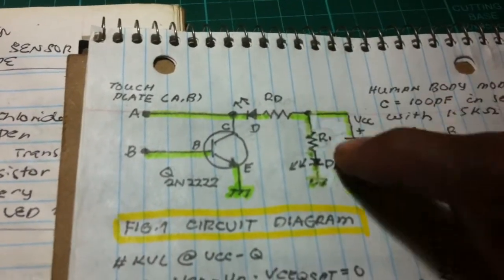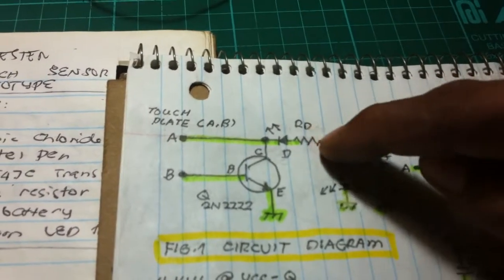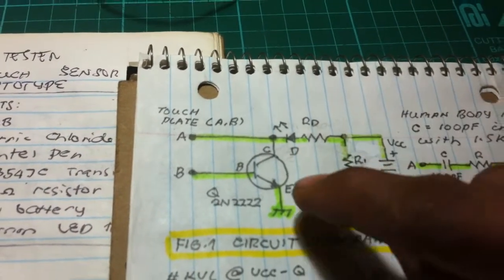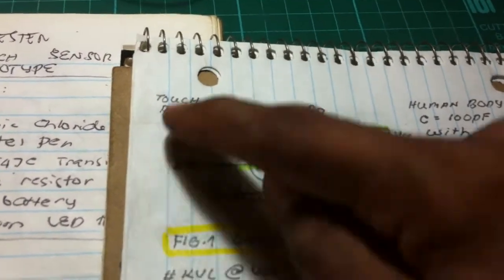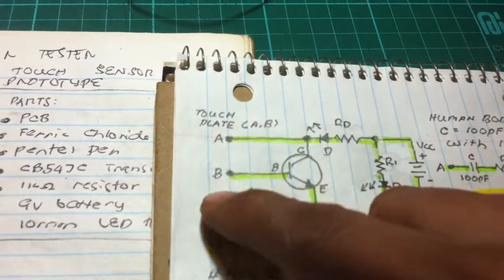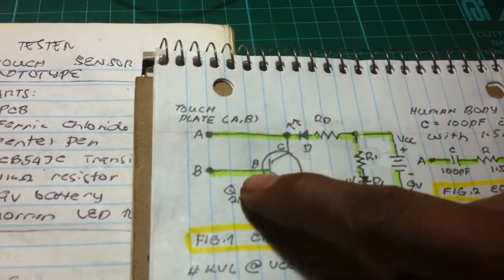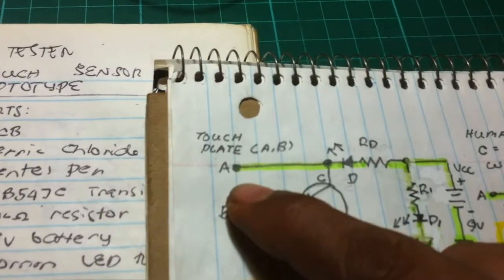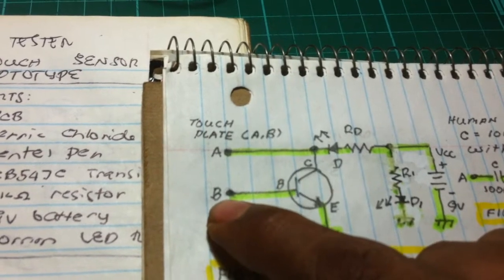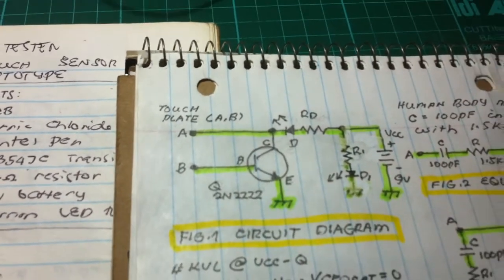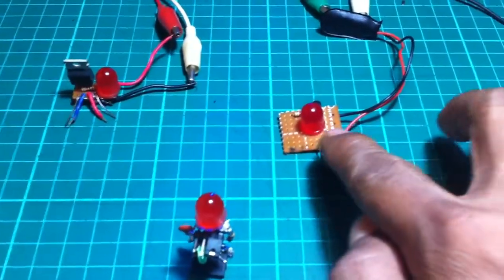We have a 9-volt supply, the VCC. We have this power on LED. Also, we have the output LED, and we're going to operate the transistor in saturation mode when you touch the wire or the touch plate AB. Emitter grounded, collector to base. Touch plate A is connected to the collector, and touch plate B is connected to the base. And this one is the same as this one.